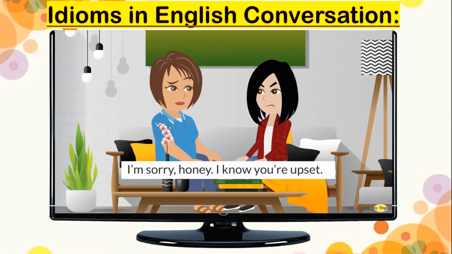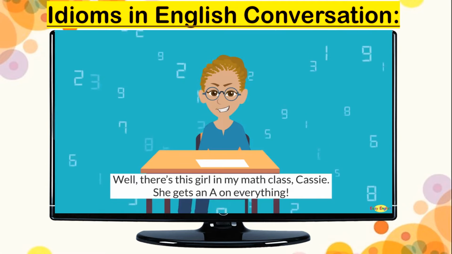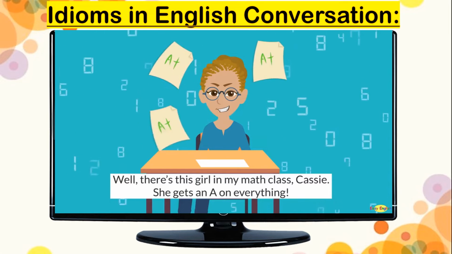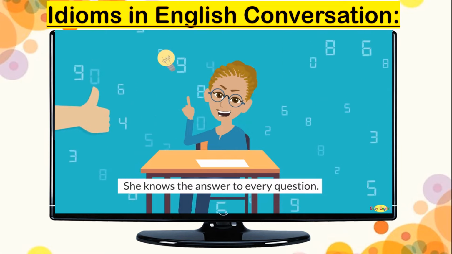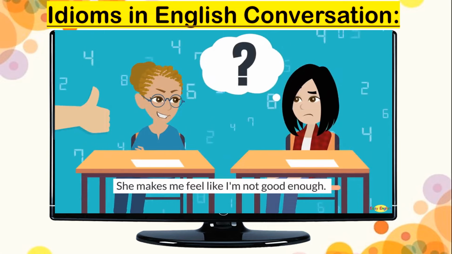I'm sorry, honey. I know you're upset. Why don't you tell me more about it? I'll try to just listen. Well, there's this girl in my math class, Cassie. She gets an A on everything. She knows the answer to every question. She makes me feel like I'm not good enough.